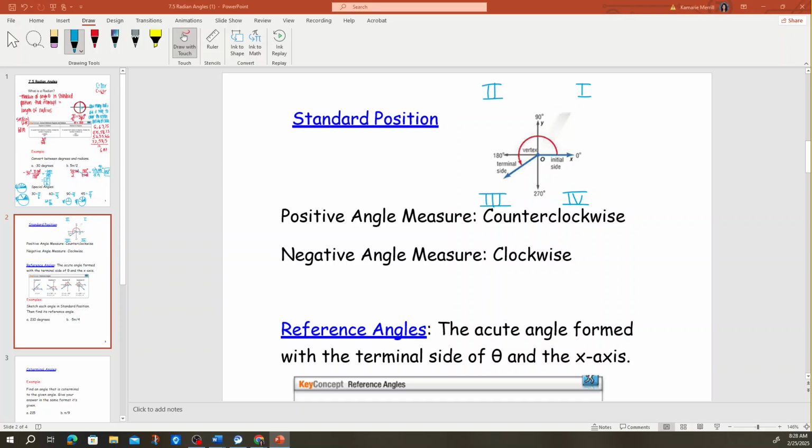Here's the vertex. We always put the initial side on the positive x direction. Okay? And then you rotate. Theta is what we always call this rotation angle, and then your terminal side is what they call it. Your terminal side is how you draw your angles.